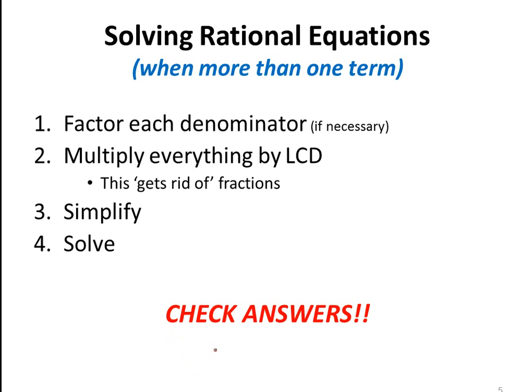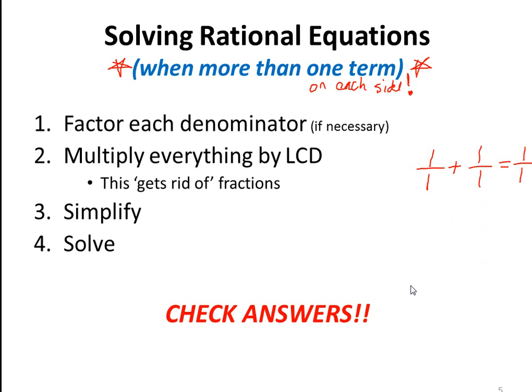Now, first thing, we're going to have two different kinds of solving equations or solving questions. The first one is going to be when there's more than one term. So you're going to have multiple fractions. You can have two fractions on one side, three fractions on one side. You can see it a lot of different ways. But the key is there's going to be more than one term on each side. If there's more than one term on each side, this is the method you're going to use.